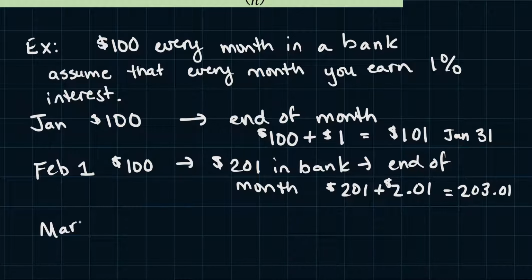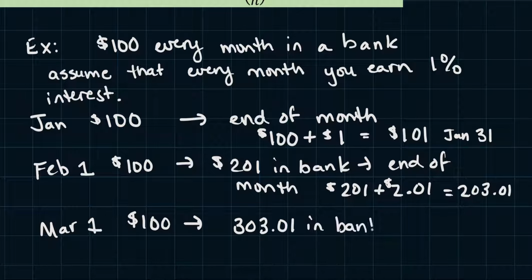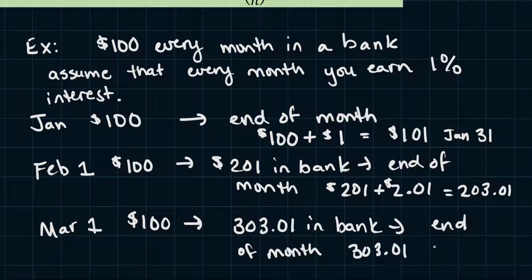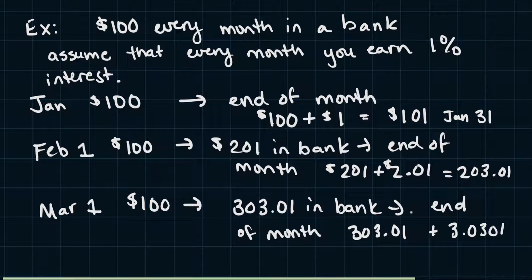So March 1st comes around, you put in another $100, so you'd have $303.01. At the end of the month, you're going to earn interest on everything that's in the bank, so you have the 303.01, and then you're also going to get 3.0301. So you're going to have about $306.04. I'm just going to round to the nearest cent.